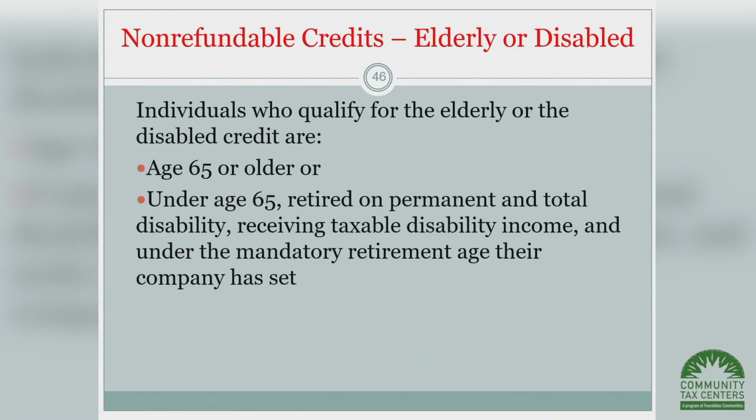Individuals who qualify for the elderly and disabled credit have to be age 65. Remember, that was one of the scenarios earlier. Age 65 or older, or under the age of 65, retired on permanent or total disability, receiving taxable disability income under the mandatory requirement age. We wouldn't worry about these. These are more AARP individuals, so you wouldn't see these too often anyway. It's just another non-refundable credit that does exist.